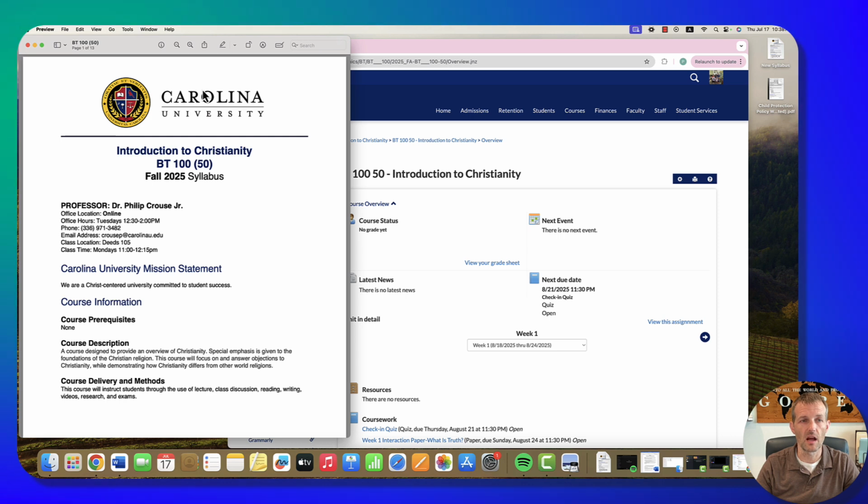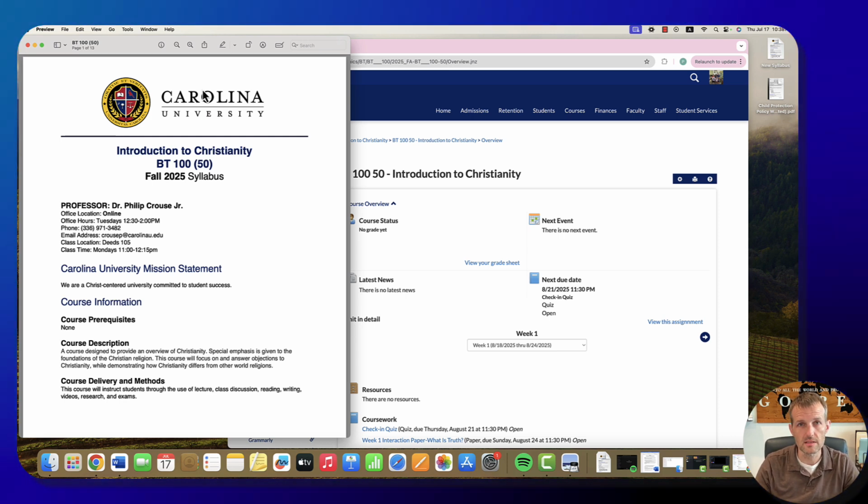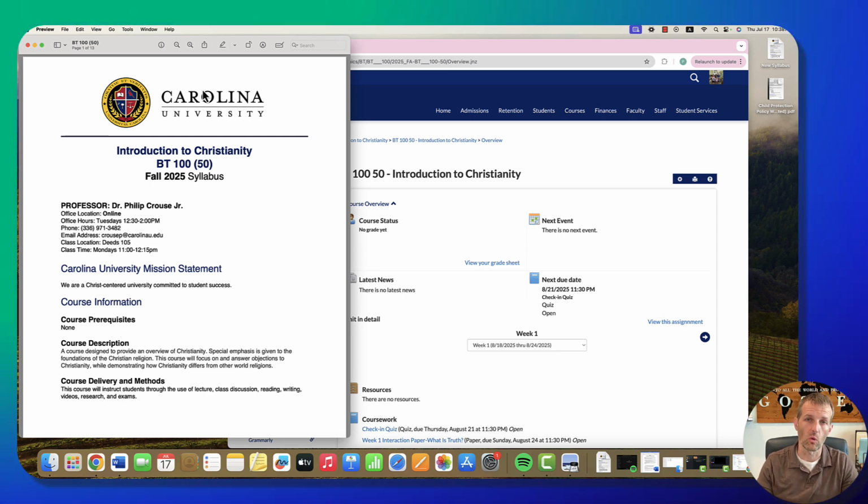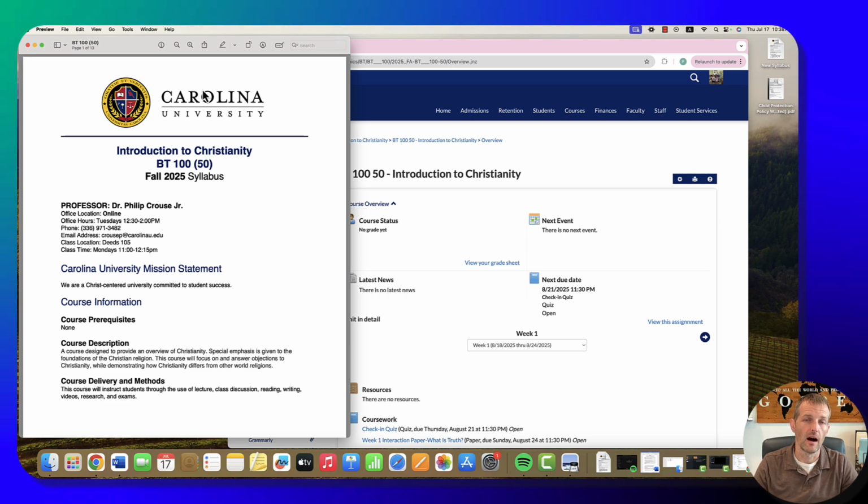But this is an opportunity for me to walk you through the syllabus, show you around the course online, and that way when day one comes, and it'll be here before we know it, everybody's on the same page.